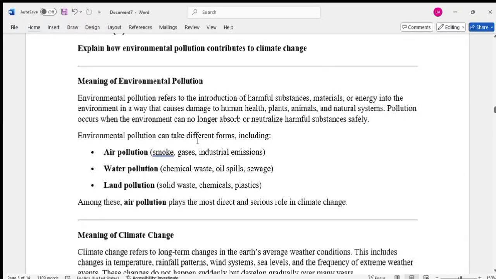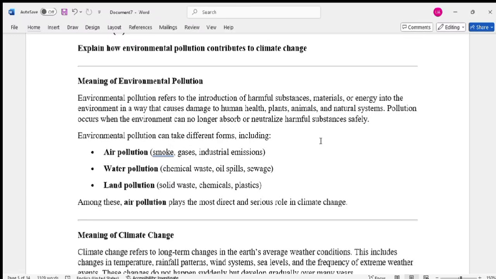Hello guys, and welcome to the first version of this tutorial where I'm going to explain to you how environmental pollution contributes to climate change. So firstly, we have to know what environmental pollution is, and we have to know what climate change is, and then we learn how we are going to connect them to one another. That is something very important that you have to understand before you can go. If you don't understand what air pollution is, you have to go and do research on that.